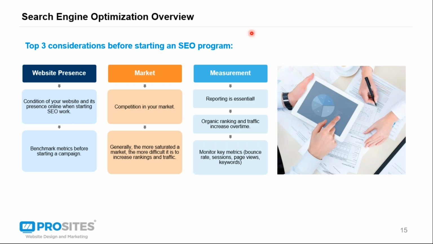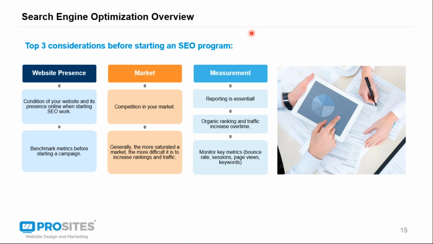Well, that just goes back to a couple of outside factors, those being website presence when you're starting a campaign. It's not realistic to expect to go from page 2 to page 1 within 30 days. It just doesn't work that way. It has to build on itself organically. So you have to set expectations on how long you want your campaign to run. But setting benchmark metrics before you start a campaign can be ideal here.